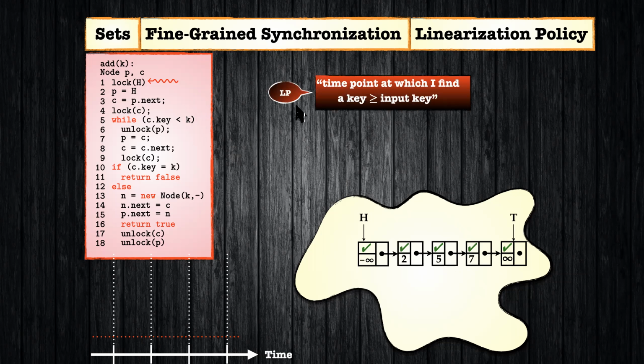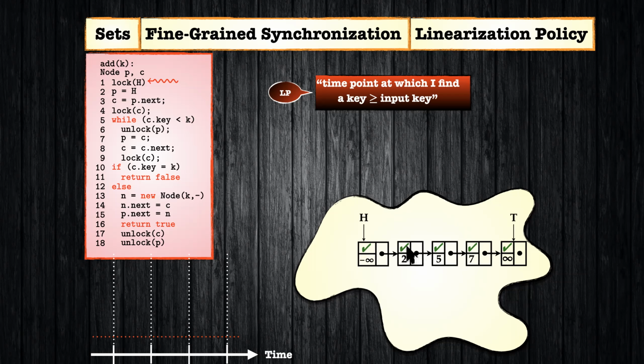So what we do is that we define the linearization point to be the time point at which I find a key which is larger than or equal to the input key, which is not strictly smaller than the input key. So this will be a linearization policy which happens to be correct in this case. So this means that in principle, you are telling that your method will take effect at the point where you find the right place in which to insert the key.